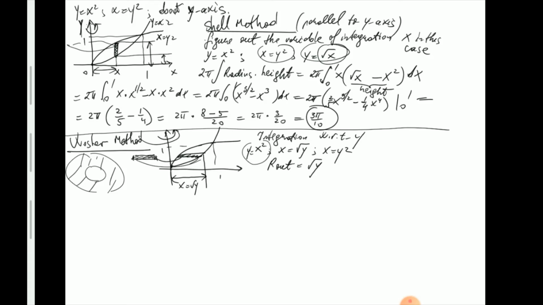And the inner radius is over here. And that's going to be from the other function, which in terms of y, that's y squared. So that's x equals y squared. So the inner radius corresponding to the hollow part is going to be y squared. And now we set up the formula, pi, the integral from 0 to 1, outer radius to the power 2 minus inner radius to the power 2. And if everything is correct, we should obtain obviously the same answer.